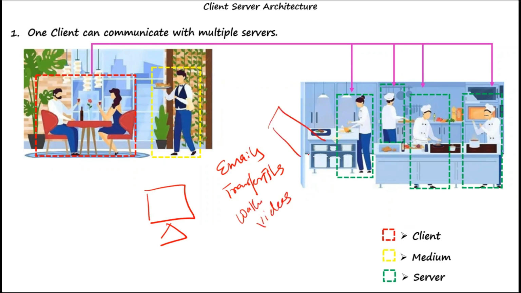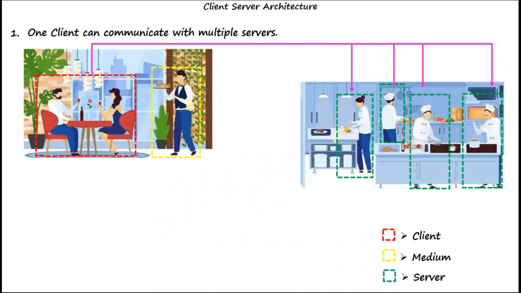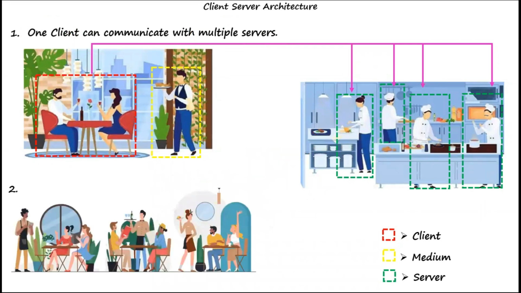Now there can be multiple servers put together, and the same client can access those servers at the same time. So this is one client communicating with multiple servers. This is one scenario. The second scenario is, suppose the restaurant is full. There are multiple clients. Each of them calls their waiter and orders the same dish.